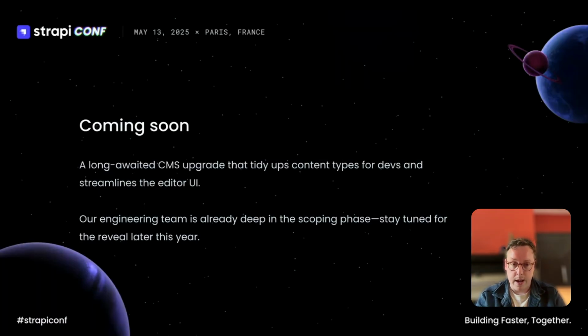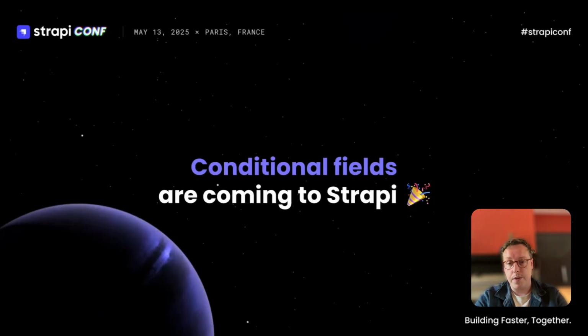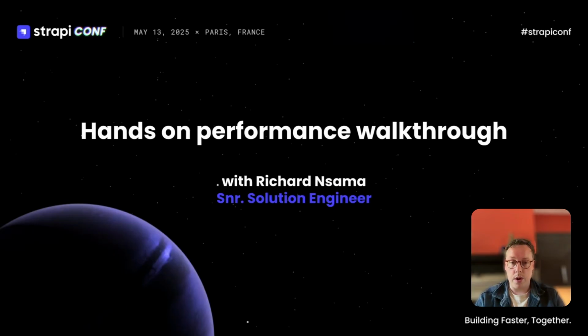And finally, I'm happy to announce as well that we're introducing a feature soon, which has been a long awaited CMS upgrade, which will help you tidy up your content types for both the developer experience and the content editors alike, and ultimately, again, assist in how you structure your content types. So the engineering team is already deep in the scoping phase, and we will be providing updates as and when we have them. But I'm happy to announce that conditional fields are coming to Strapi sometime this year. So I'm going to hand over to Richard now for a hands-on performance walkthrough.